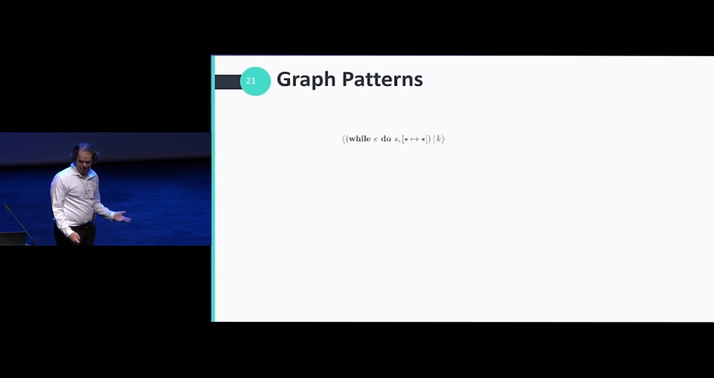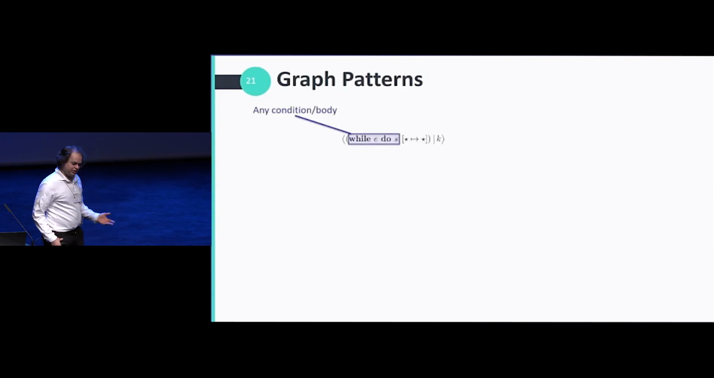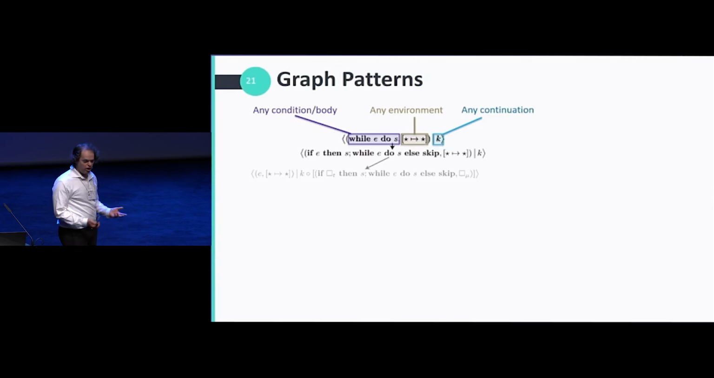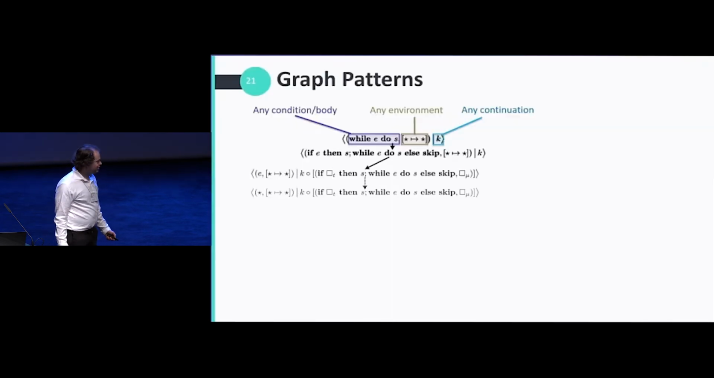And there is, so I just put in symbols. So here's a while loop where E and S are the condition and body. It's going to be any condition, any body, any continuation, any context. Here I do environments, so any binding of variables to values. And now I can run the rules on this. So I desugar the while to an if. I run the if. I run the if.